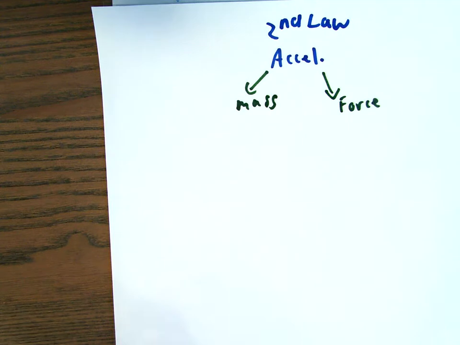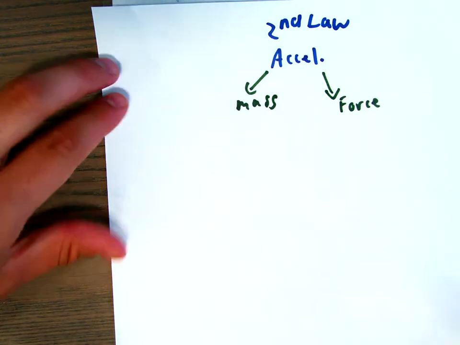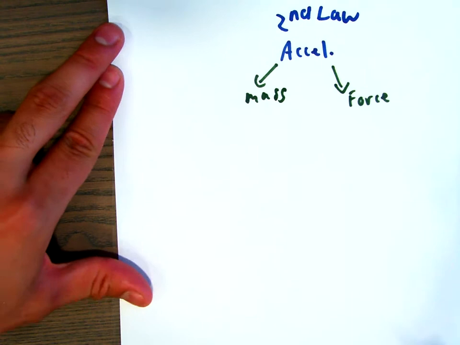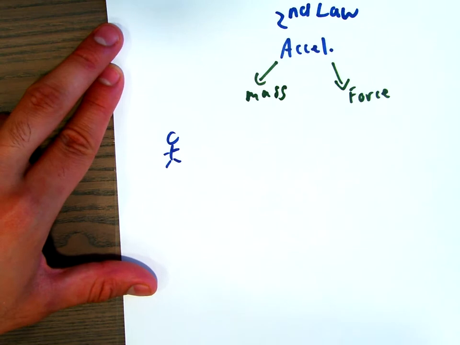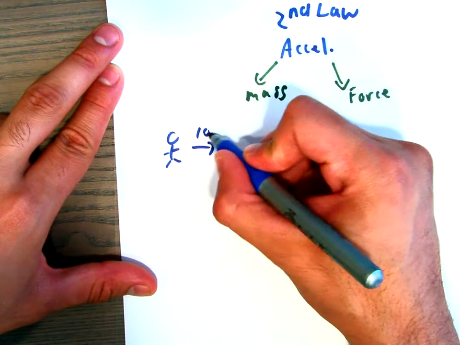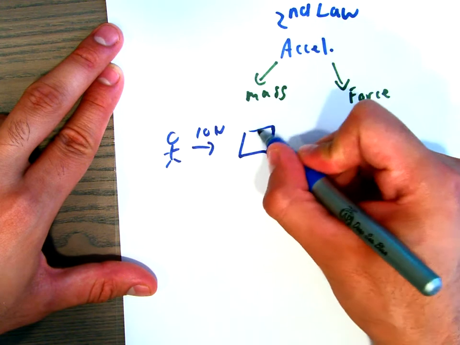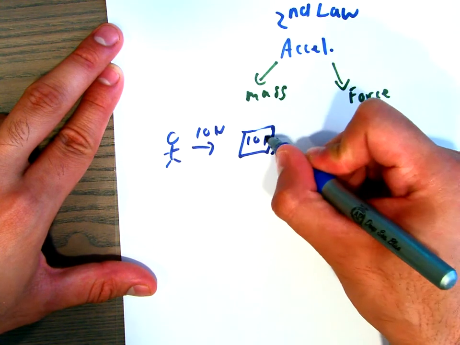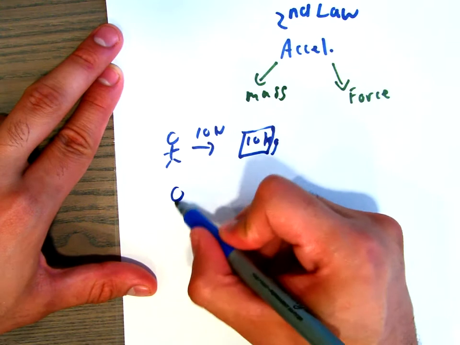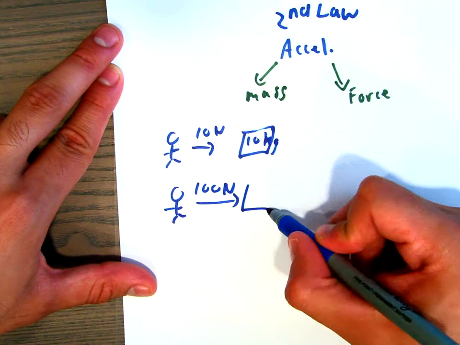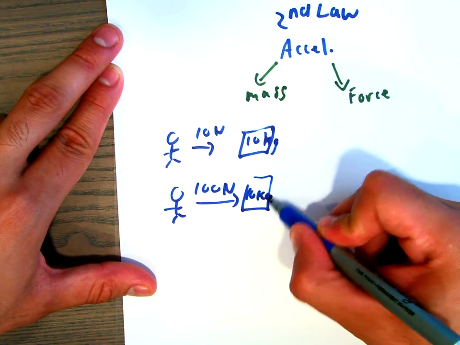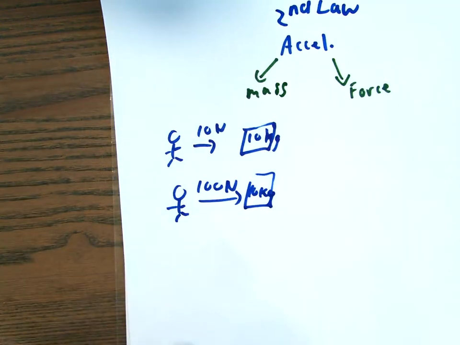Okay, so let's look at two scenarios. Let's first look at the relationship between force and acceleration. Let's say I have a person here and they're putting a force on a box. Let's say they put a force of 10 newtons on this 10 kilogram box. And we have another individual, same person, putting a larger force now, 100 newtons on the same 10 kilograms.